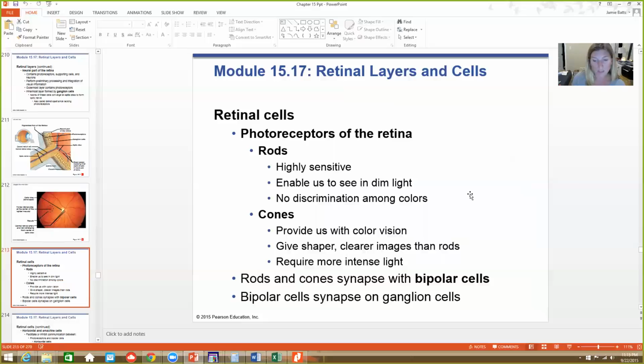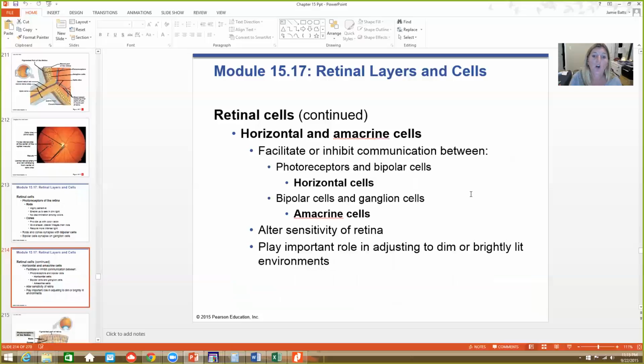The rods and cones synapse with the bipolar cells, and the bipolar cells synapse with the ganglion cells. The ganglion cells form the axons of the optic nerve. You also have horizontal and amacrine cells. These facilitate or inhibit communication between the photoreceptors and bipolar cells, or the bipolar cells and ganglion cells. So horizontal cells are the ones that inhibit or facilitate photoreceptor bipolar cell information. Amacrine cells are going to inhibit or facilitate bipolar and ganglion cells. And these will make more sense once you see all of these cells put together.